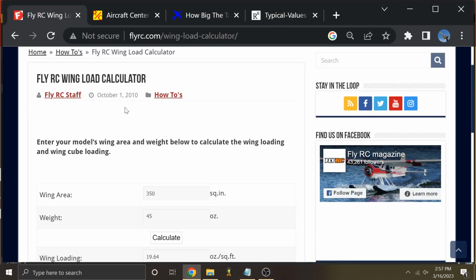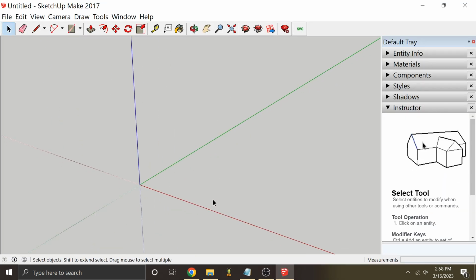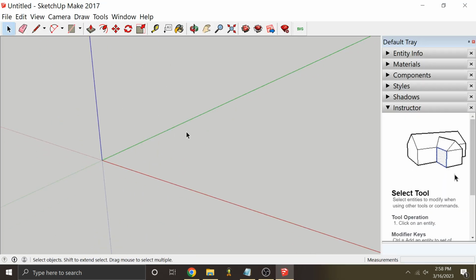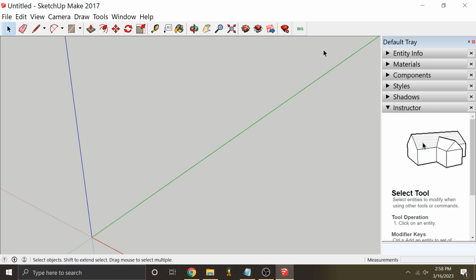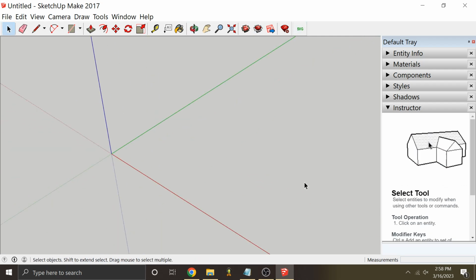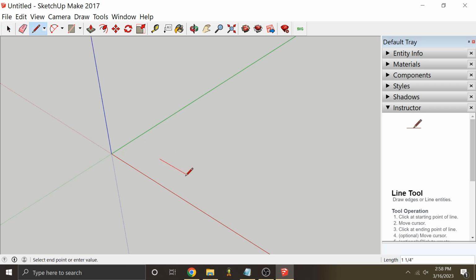So now the next thing we can do is actually start to model that. So this is Google SketchUp. This is the program I use to design all my aircraft. This is SketchUp 2017. They don't actually distribute this version of it anymore. You can find downloads of it. I'm not sure if they're quite legit, but this is what I use along with some plugins, which I'll have down in the description. The two plugins are an unwrapping plugin.